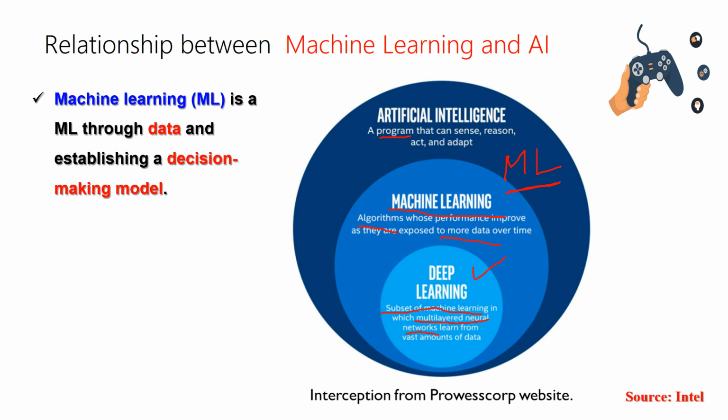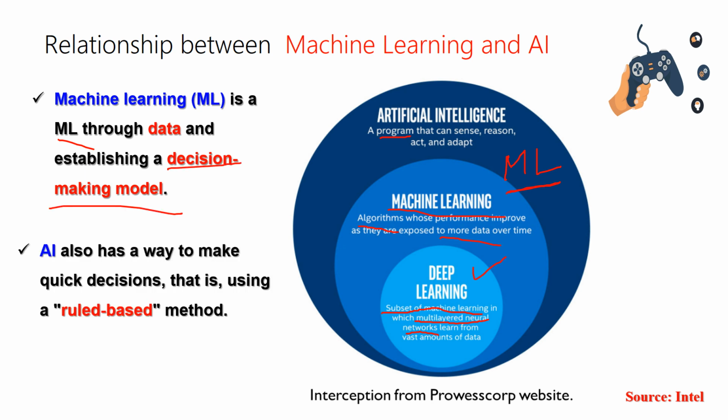And actually, machine learning, called ML, learns through data and establishes a decision-making model, okay? And AI also has a way to make quick decisions. That is using a rule-based method.